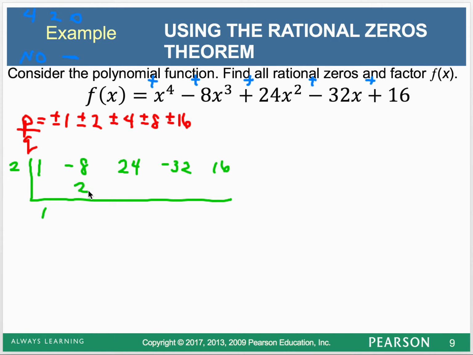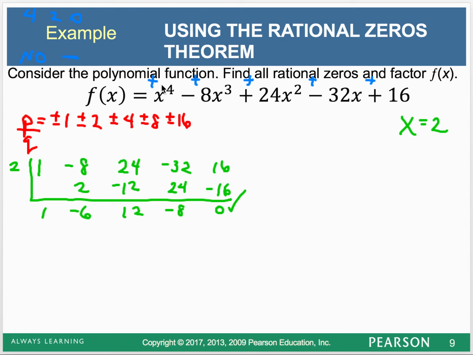2 times 1 is 2. 2 times negative 6 is negative 12. 2 times 12 is 24. Hey, hey, hey. 2 times negative 8 is negative 16. Woo-hoo. So we found one of them. It's exciting when you find one, isn't it?